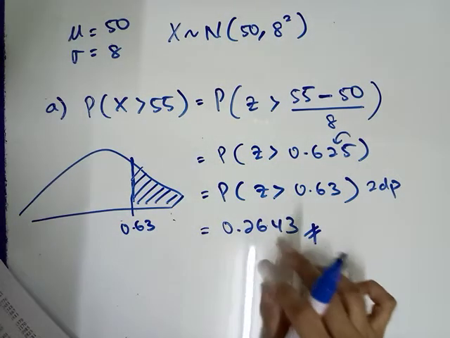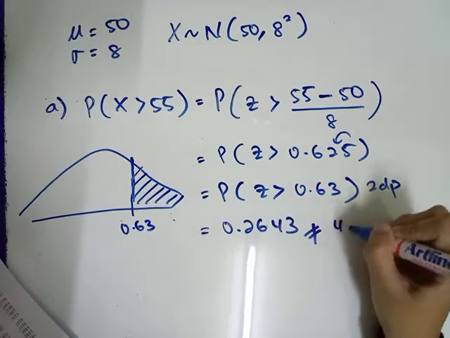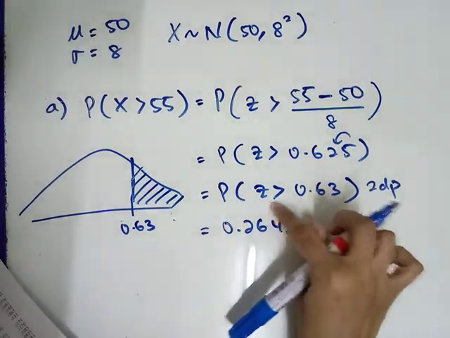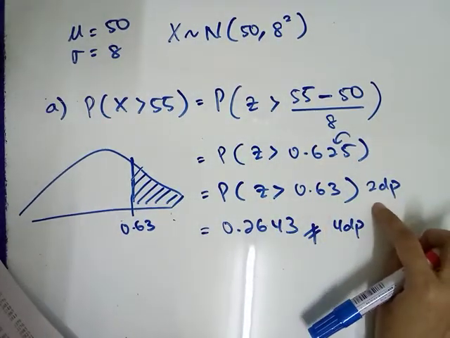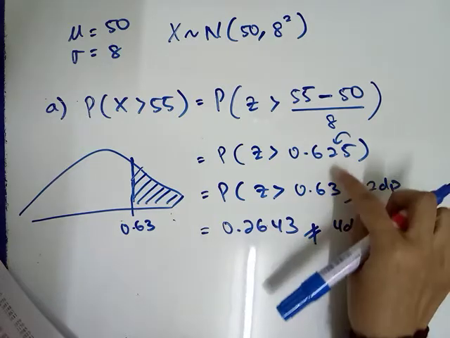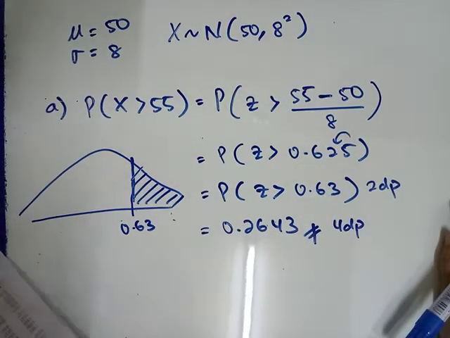Make it in 4 decimal places. Untuk jawapan, 4 decimal places. To get the Z value in 2 decimal places, okay, you need to round off kan dia. Alright. Boleh faham nah? For A.